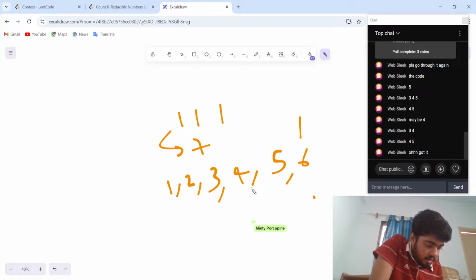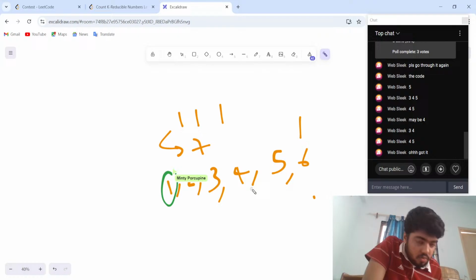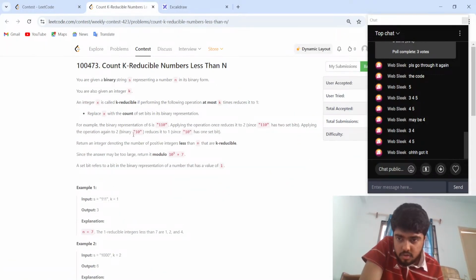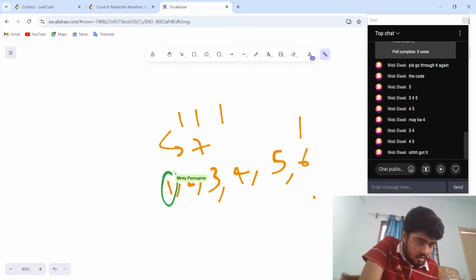Now for 1, it is already reduced, right? So 1 is a possible thing. So I'll just make it green, okay? For 2, we just checked this, right? 2 converts to 1 in just one step, right? So this is also a valid thing. 2 is also valid, right?